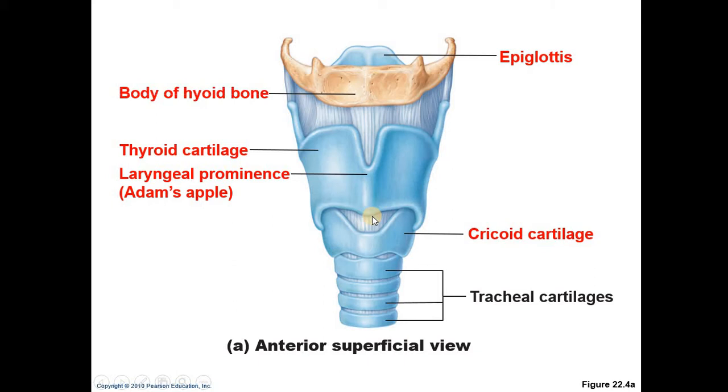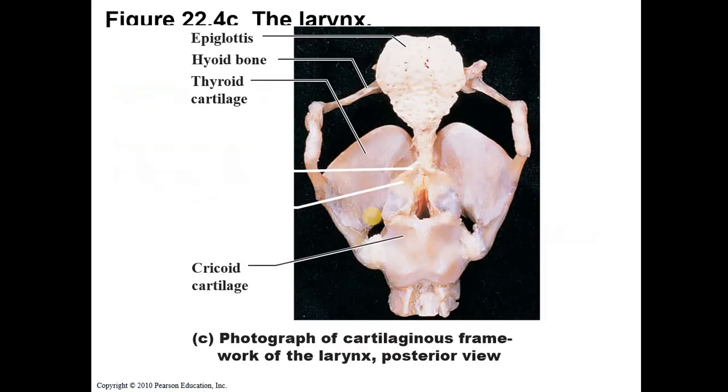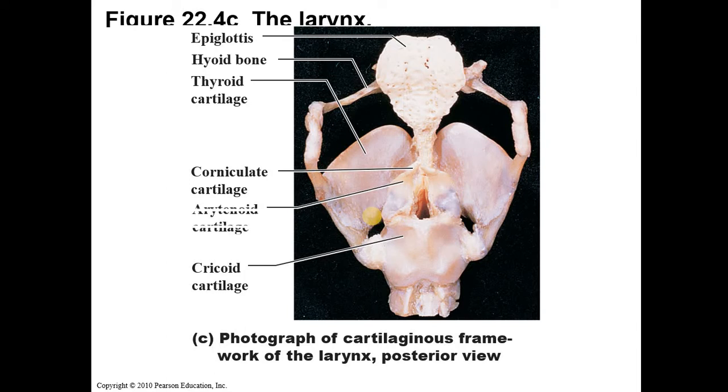Here's the hyoid bone sitting right on top of that larynx. And then here are the others that you couldn't see there: the corniculate cartilage, and remember it's in a pair, and then the arytenoid cartilage, and it's a pair. So it's only pointing to one side, but the other side is included.